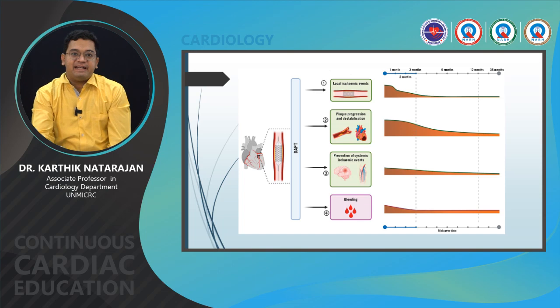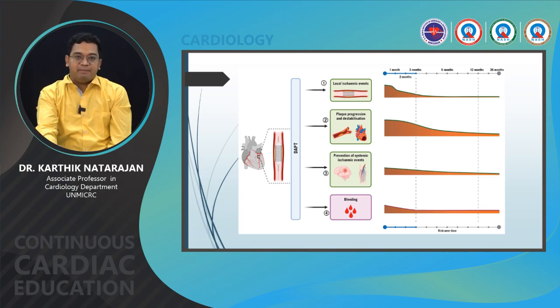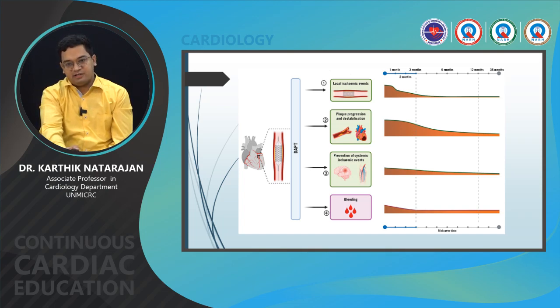So, which is the ideal DAPT? Now, when you're giving a DAPT in a patient post PCI, you have implanted a stent, all looks good. So, what is the idea? You need to prevent local ischemic events. On the right side, you can see the time panel. Now, what is the risk over time? Once you implant a stent, the highest risk of stent thrombosis is usually within the first year, and that too within the first 3 to 6 months.